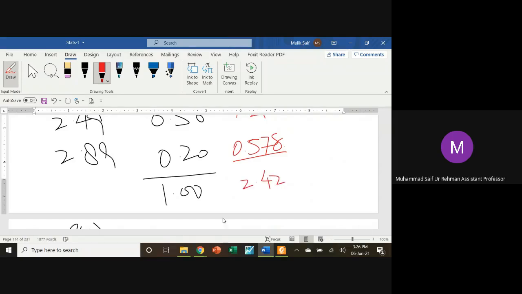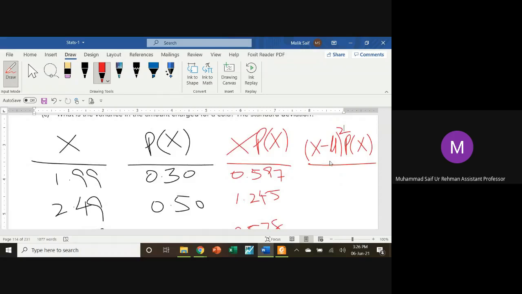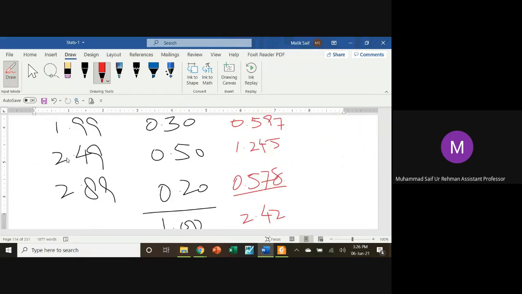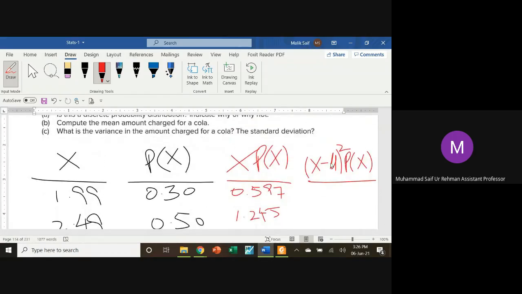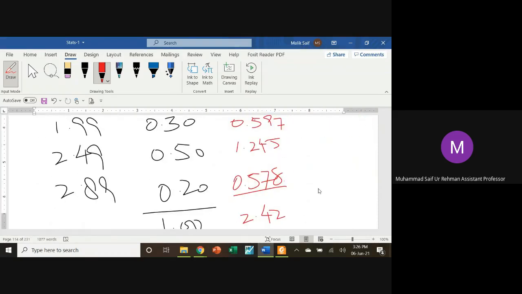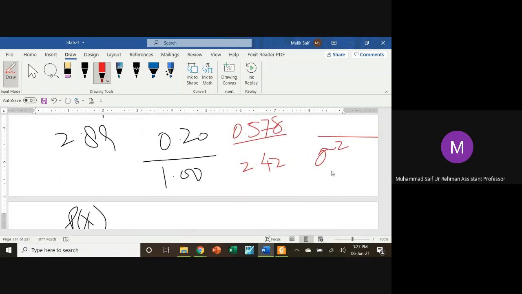Now subtract this 2.42 each time from these values: 1.99 minus this value, 2.49 minus this value, 2.89 minus this value. Whatever the answer is, you will multiply that with this column one by one. Finally, you will have the variance, and when you take the square root of this variance, you will have the standard deviation. So you can do it.